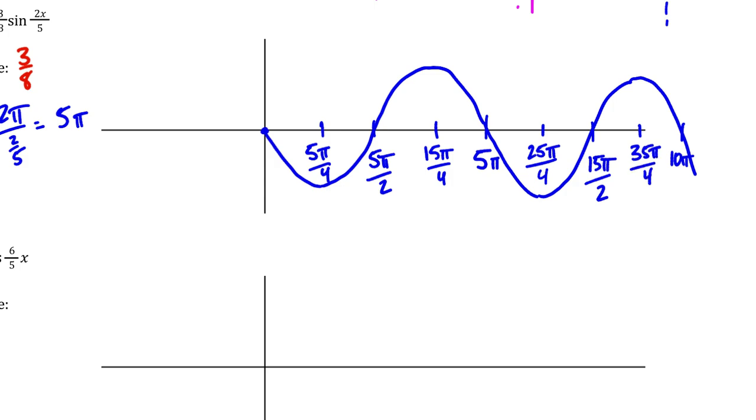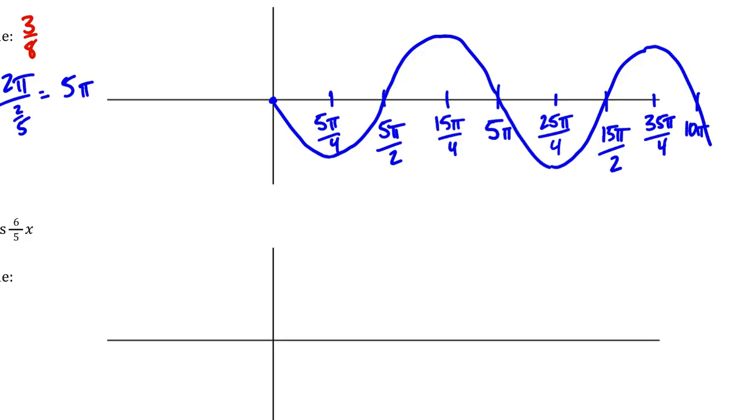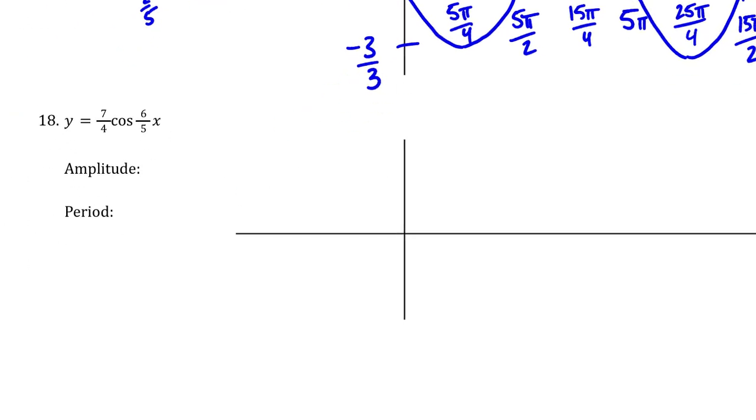The amplitude is 3/8, and so we'll label this spot as 3/8 and this spot as -3/8. Nice to just kind of show that this continues along this way as well. Perfect. Next one.